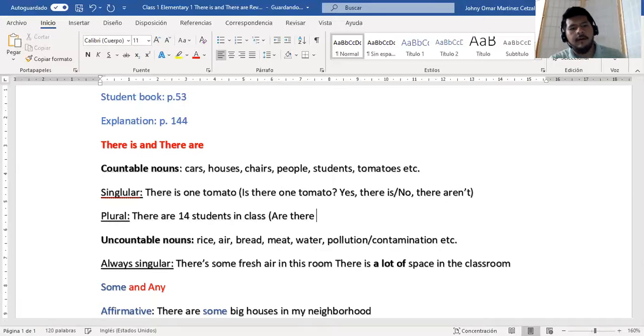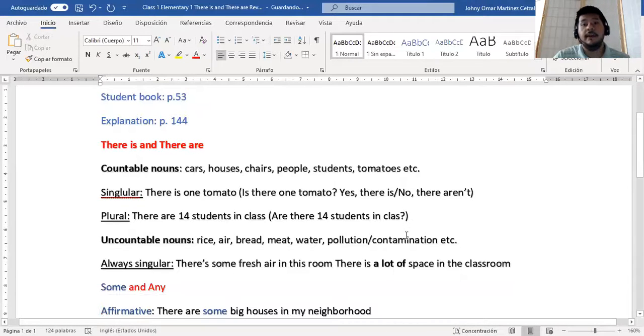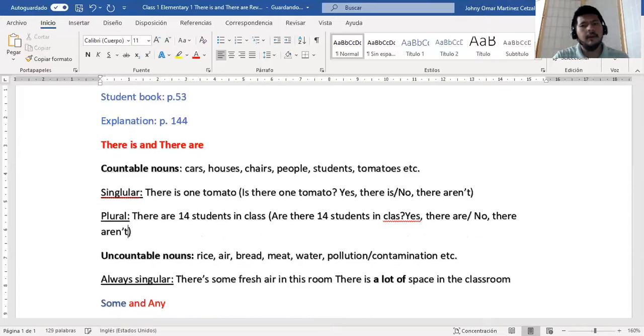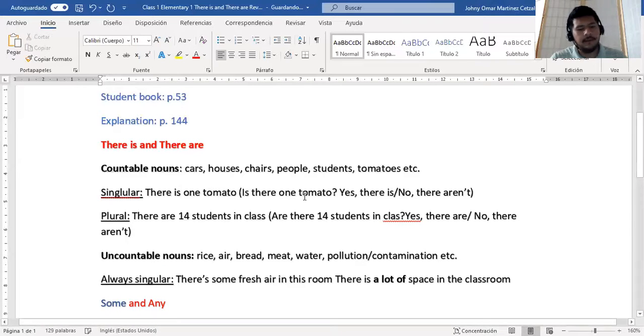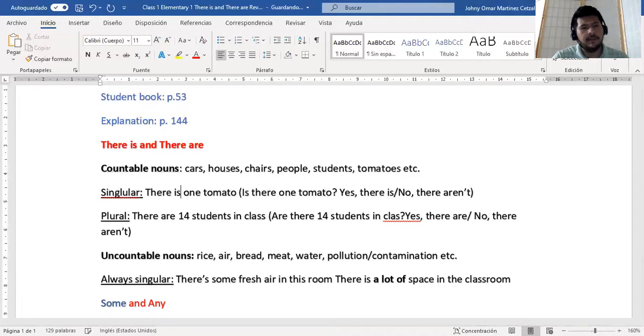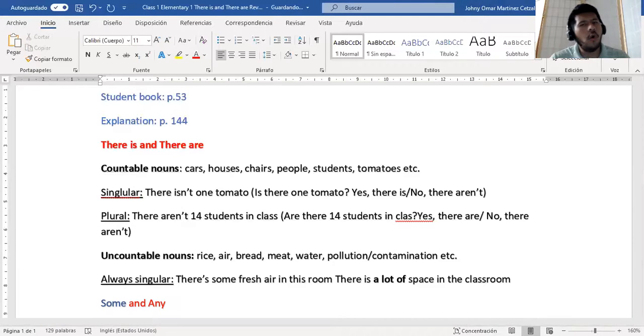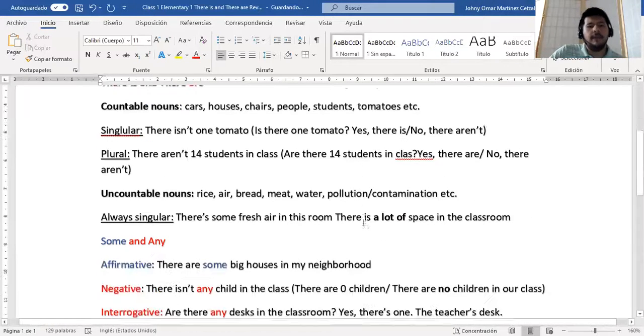Are there 14 students in class? Okay. What are the answers? Yes. What else? Okay. Yes, there are. Or no, there aren't. So you can make it negative as well. And finally, this is affirmative, hay un tomate. This is negative, no hay un tomate. There are 14 students, hay 14 estudiantes. No hay 14 estudiantes. Okay, so that will be the translation.